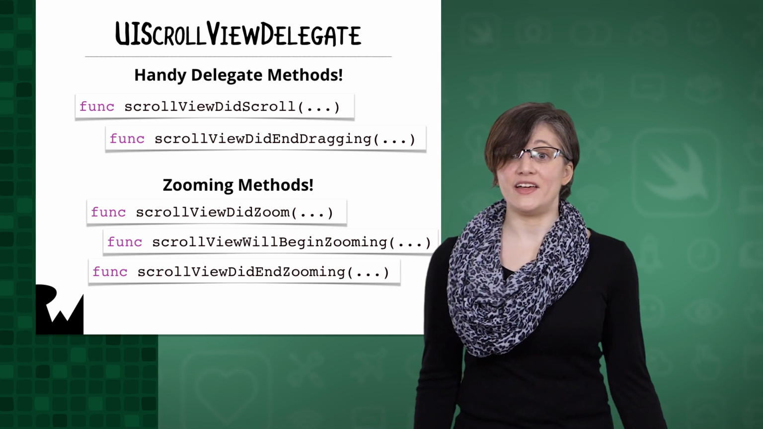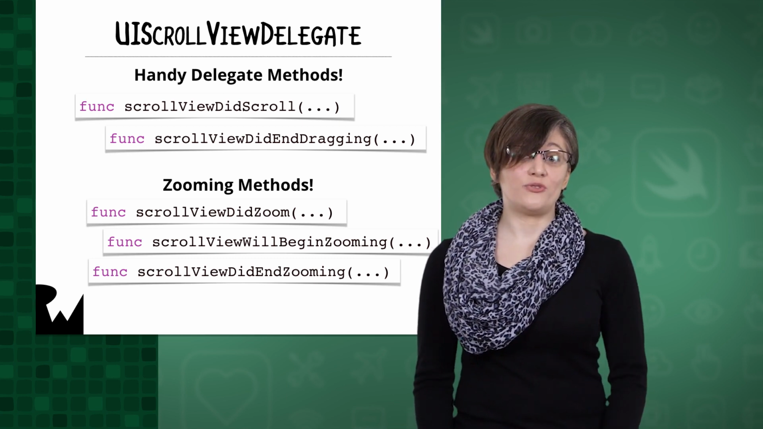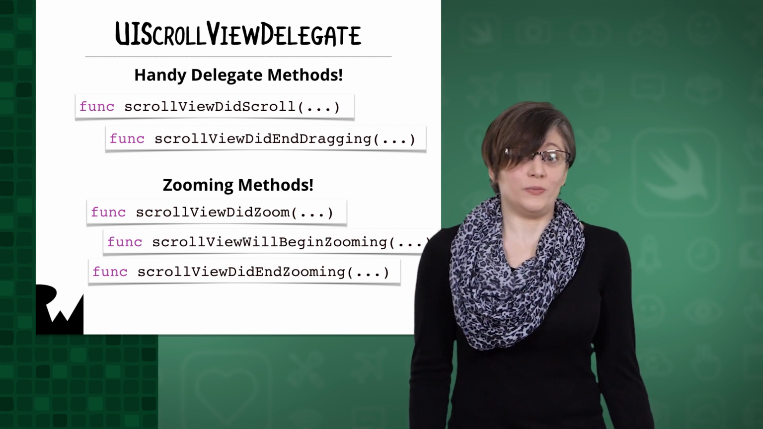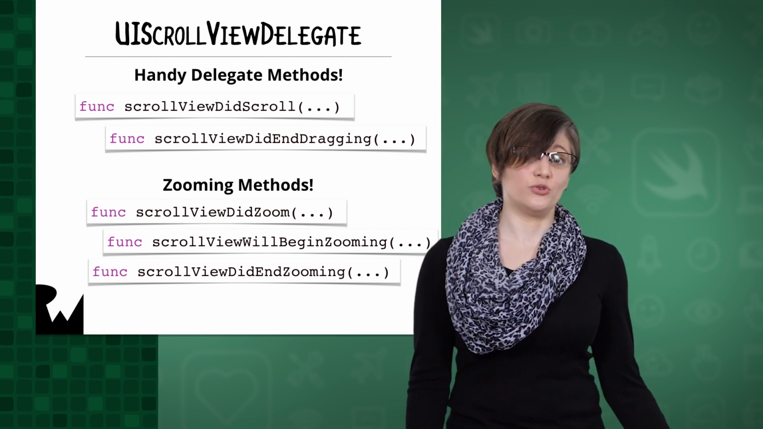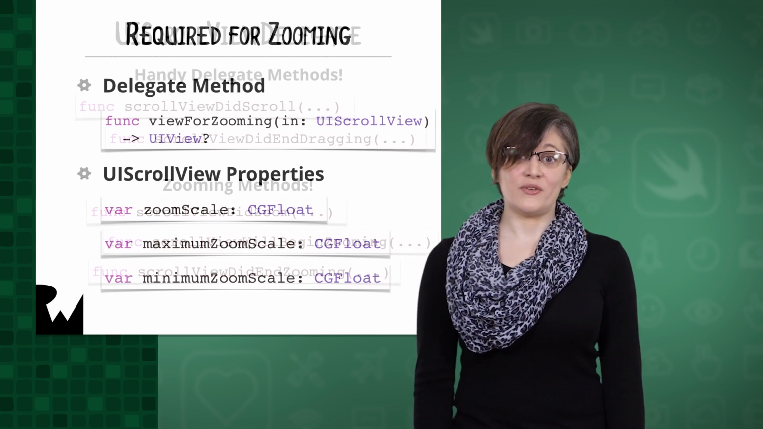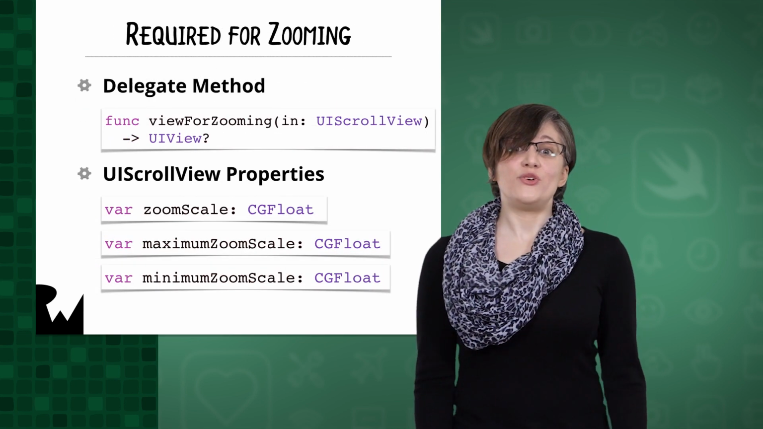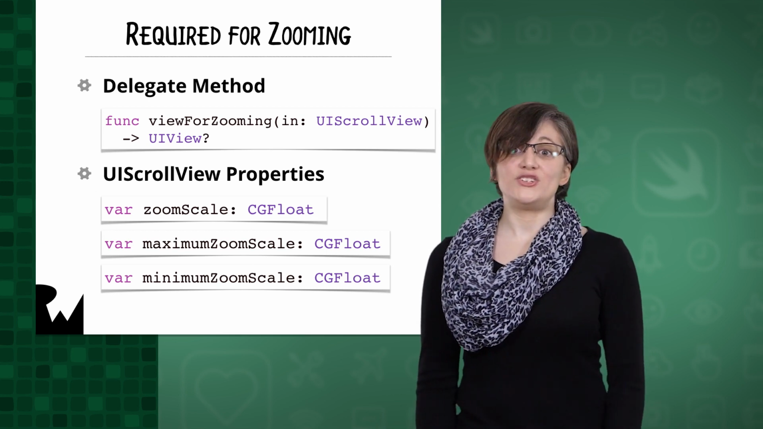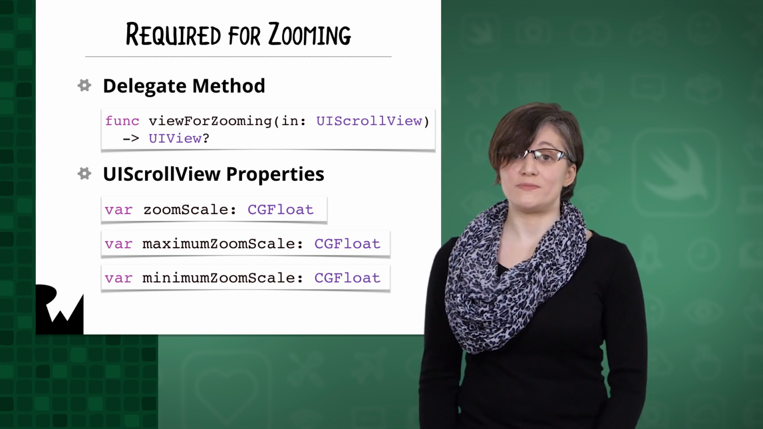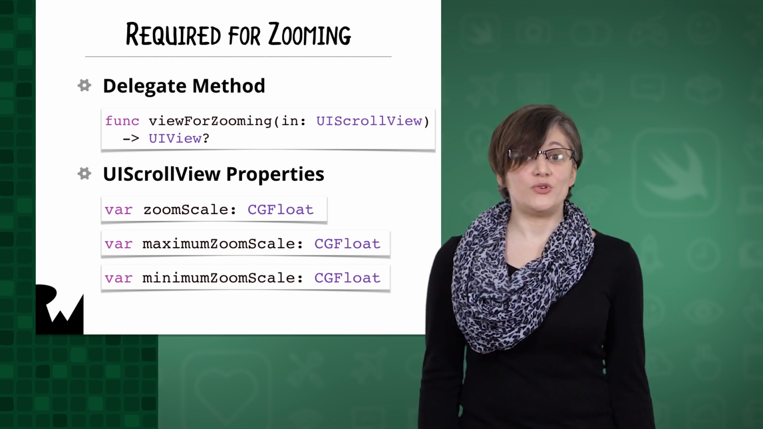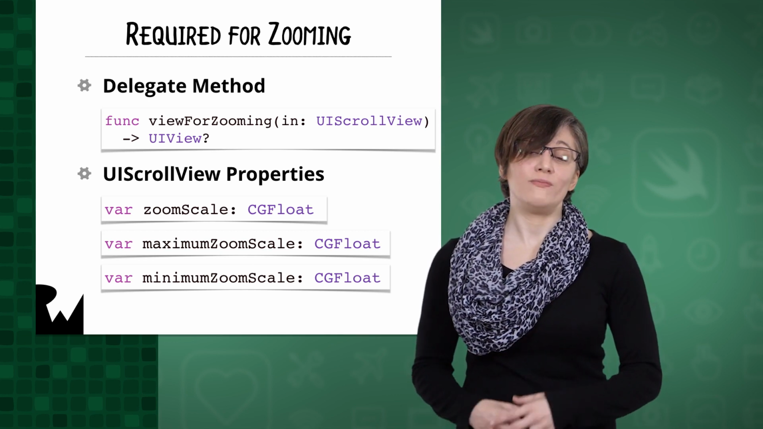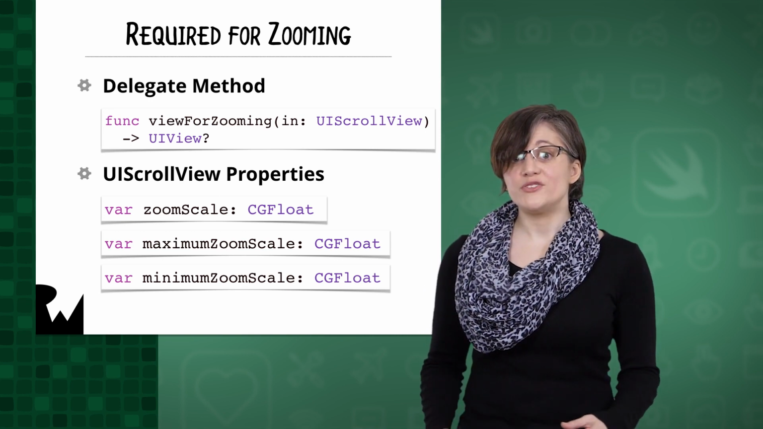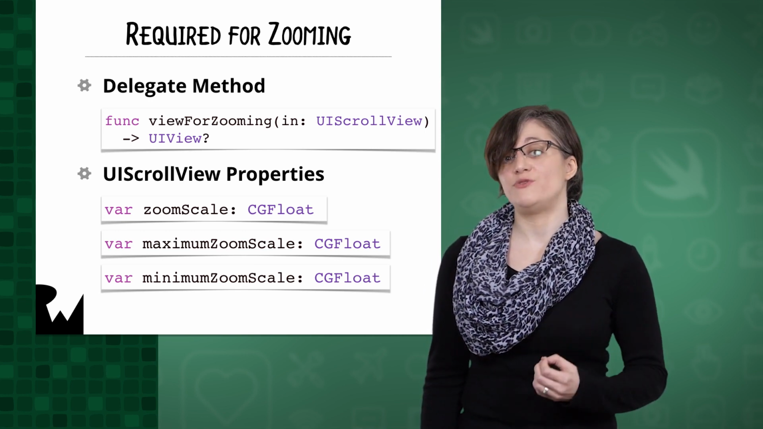There are several of these delegate methods related to zooming. You can be notified when the zoom changes with scrollViewDidZoom, before a zoom with scrollViewWillBeginZooming, or after a zoom with scrollViewDidEndZooming. The method we're after, though, is viewForZooming(in scrollView), which just sets the view to be zoomed. All you need to do is return the view that you want to zoom from this method. If there are multiple subviews, you can group them in a container view or stack view, and then return that parent view. When you want to implement zooming, you'll also need to set the minimum, maximum, and default zoom scale.